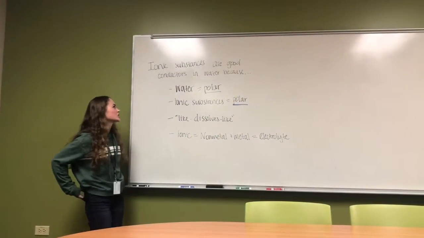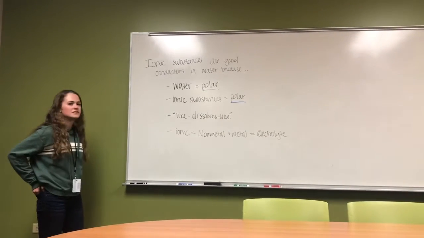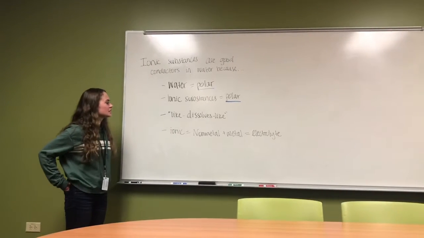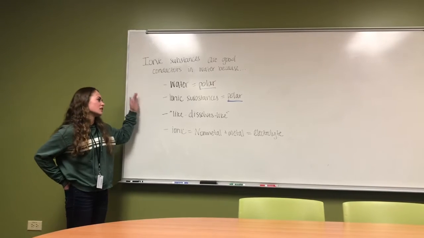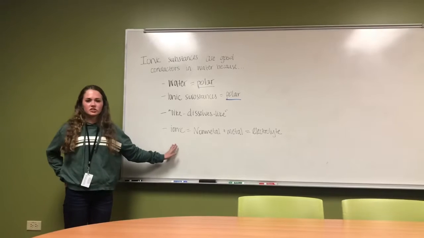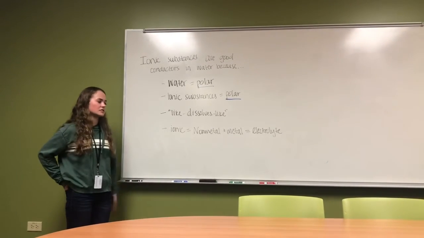Ionic substances are good conductors in water because water is a polar substance and ionic substances are also polar. And according to the like dissolves like expression, polar solvents will dissolve polar solutes, and ionic substances are also electrolytes. So when they are in aqueous solutions, they are able to conduct electricity.